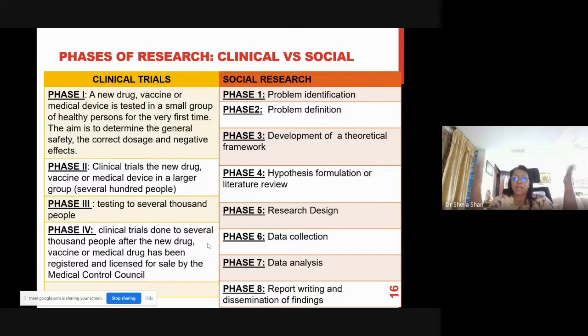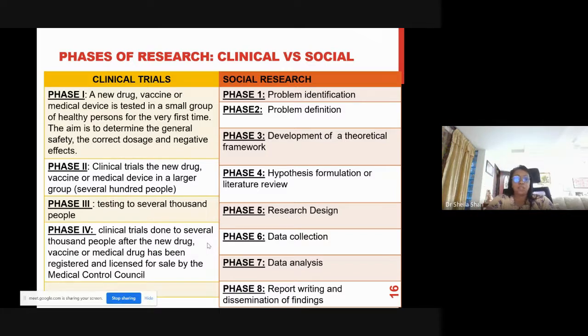Then after that, I do the report writing. And then I share my findings with others. That is important: communication. I communicate so that the coming batch will benefit from my study. That is what I can tell you a lot about social research.